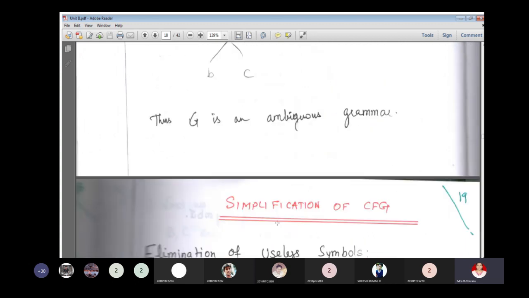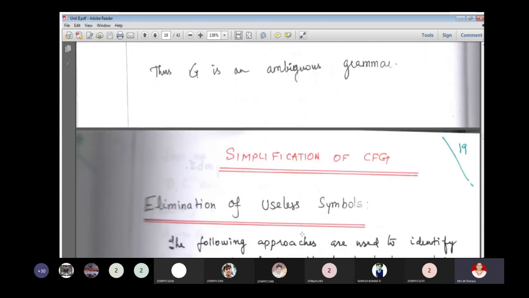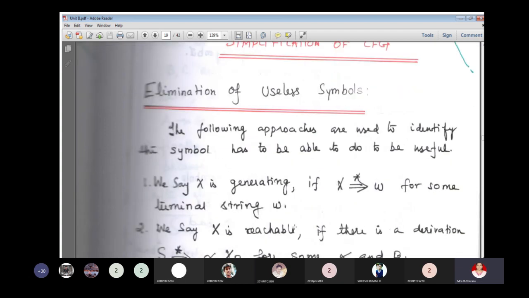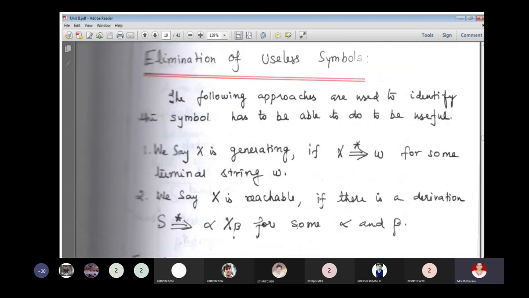Clear? Next we are going to see simplification of context-free grammar. It's most important. Whenever you are given a context-free grammar, we have to simplify it before converting to a normal form. For the simplification of CFG, we have to go through three different steps. The first step is elimination of useless symbols. To identify whether a symbol is useless, the following approach is used.